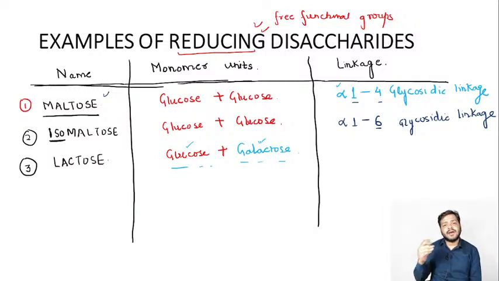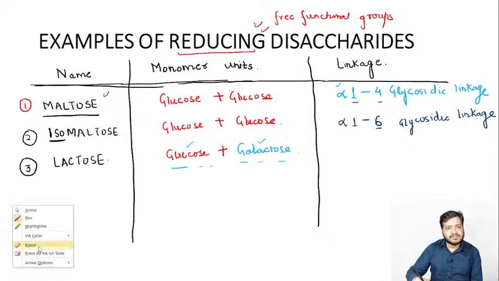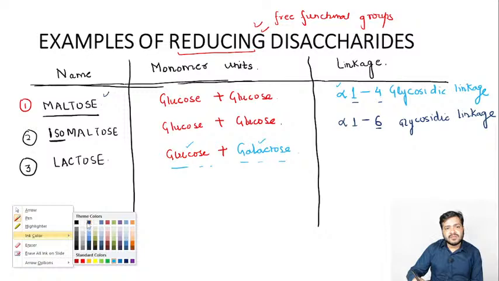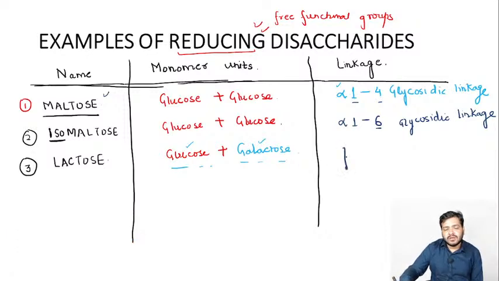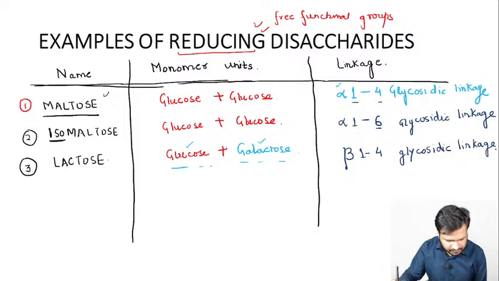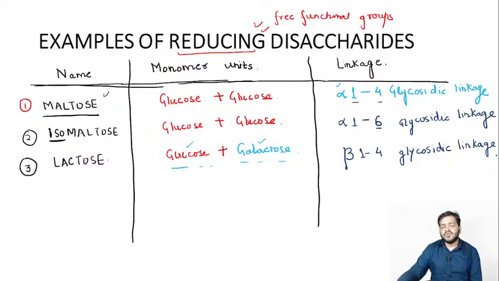That's why we have alpha and the beta. Over here it will be the beta linkage because these are not same. So we will have beta 1 to 4 glycosidic linkage.